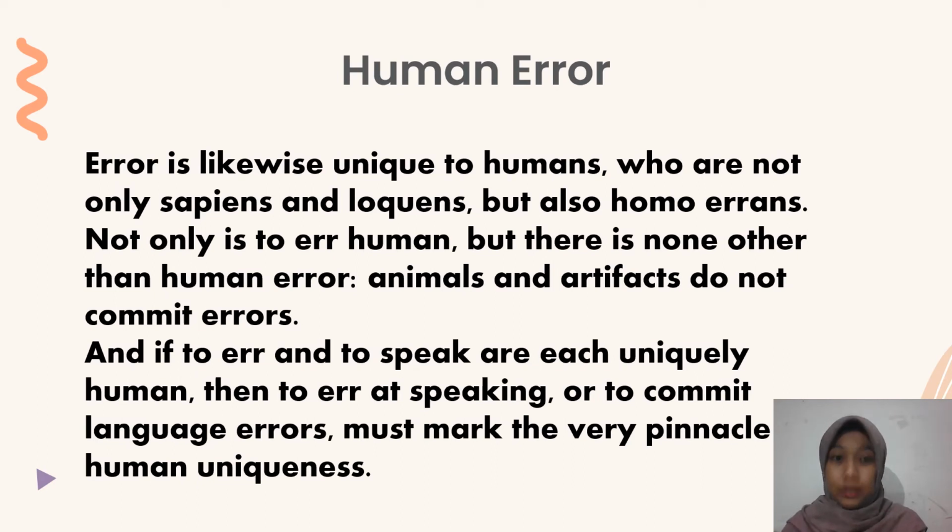Human error. Error is likewise unique to humans, who are not only sapiens and loquens, but also Homo errans. Not only is to err human, but there is none other than human error. Animals and artifacts do not commit errors. And if to err and to speak are each uniquely human, then to err at speaking, or to commit language errors, must mark the very pinnacle of human uniqueness.